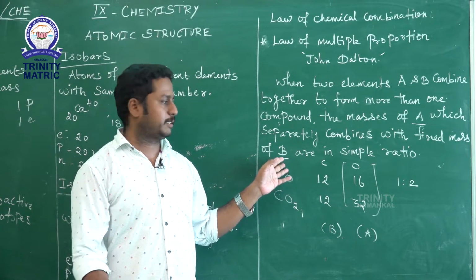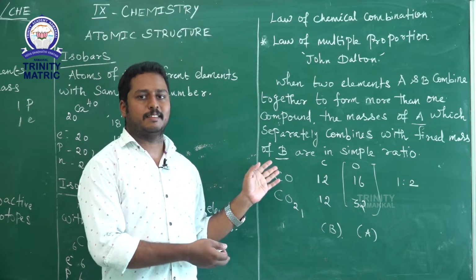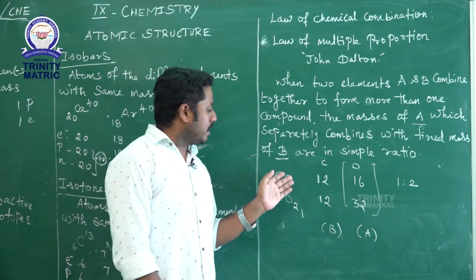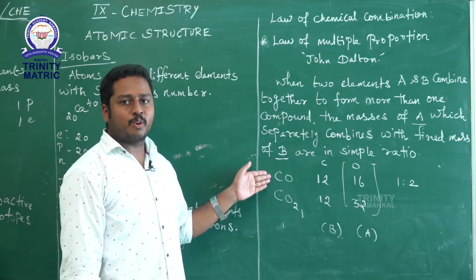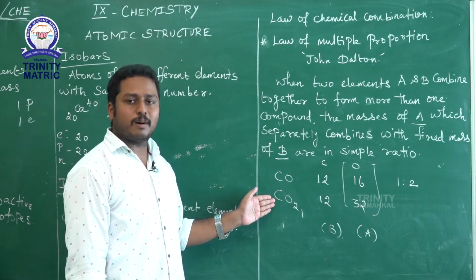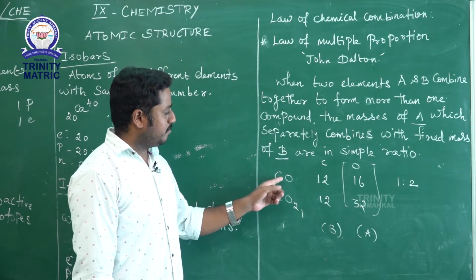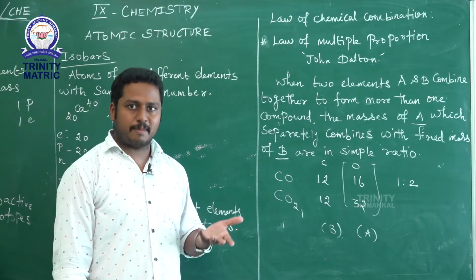Now I will explain some examples here, then you will clearly understand the concept. I will write two compounds here: one is carbon monoxide and the other is carbon dioxide. Assume that both compounds are made up of the same elements.